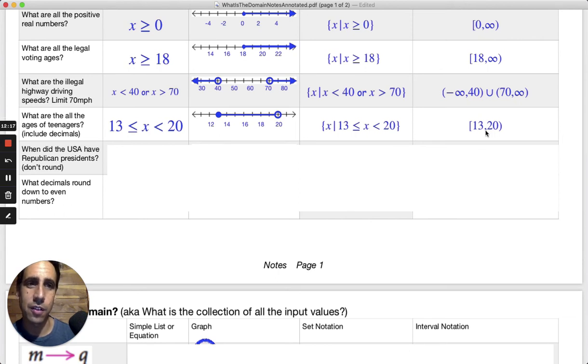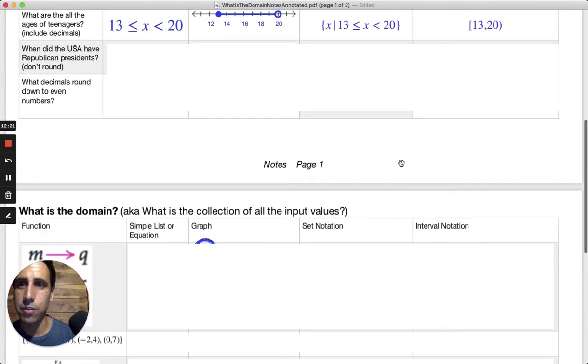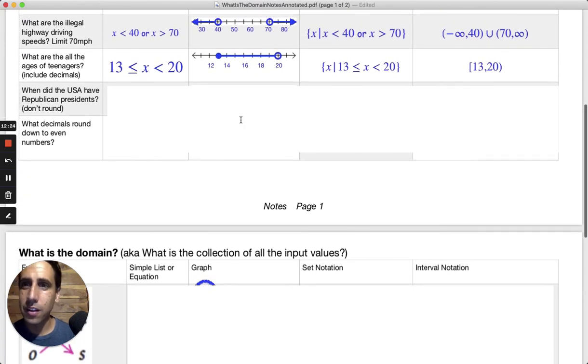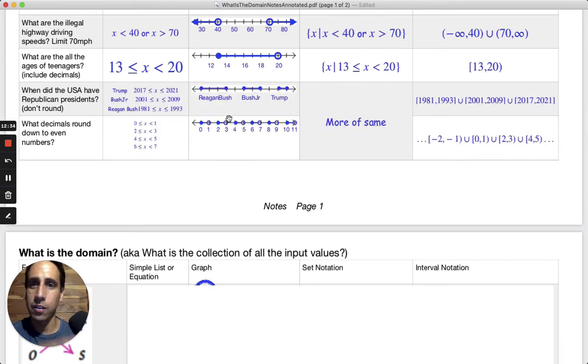So it's good to represent that and understand how it's used. When did the United States of America have Republican presidents? And we're not rounding. So what that means is it'll look like this. We had Trump in these years, Bush Jr. these years, and Reagan and Bush in between these years.